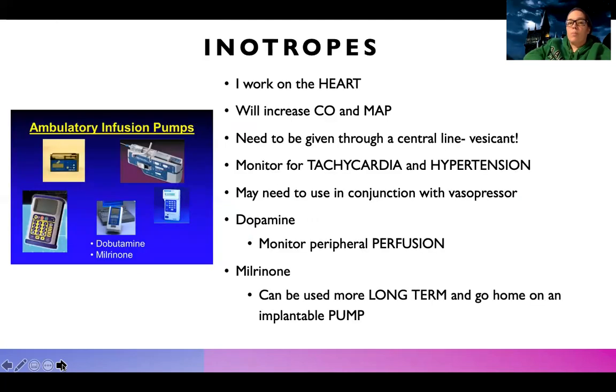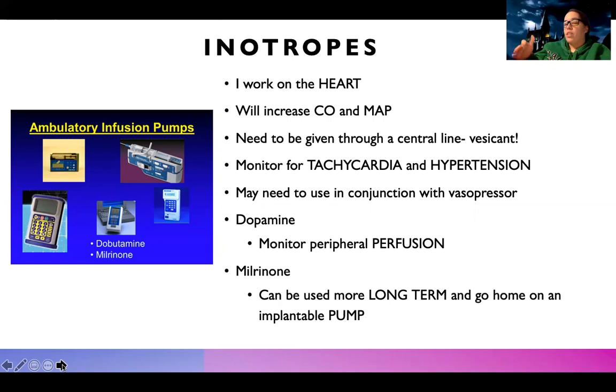Then there are also inotropes. You can have positive or negative inotropes, and I'm talking about positive inotropes. So think positive, like rah, rah, rah. They're going to support your heart to squeeze better and build up that muscle. These work specifically on the heart. They're going to increase my cardiac output, and by doing so, they're probably going to increase my MAP as well. These need to be given through a central line because they're also vesicants, and we have to watch that IV closely. There's dopamine and dobutamine, and then there's also milrinone.